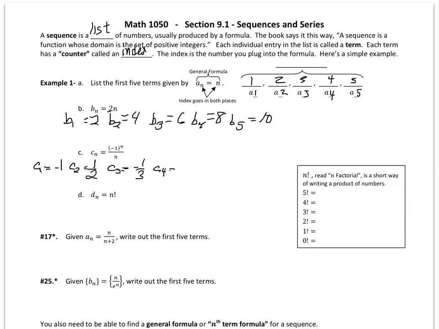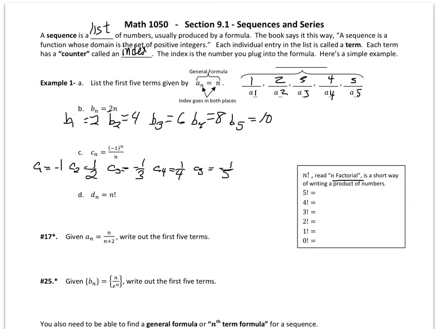Okay, C sub 4 is positive 1/4. Very good. And C sub 5 is negative 1/5. Easy enough? All right. Now D sub n is n with an exclamation point. What does that exclamation point stand for in mathematics? It doesn't mean I just say "and" really loud, right? It's called factorial. That's the exclamation point. It's on our little box on the right here.